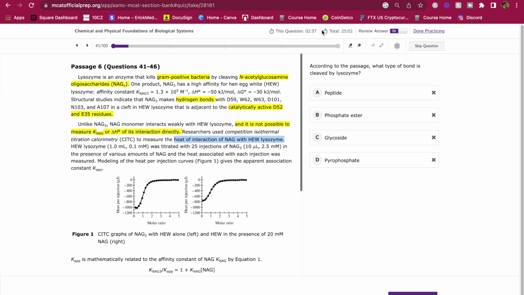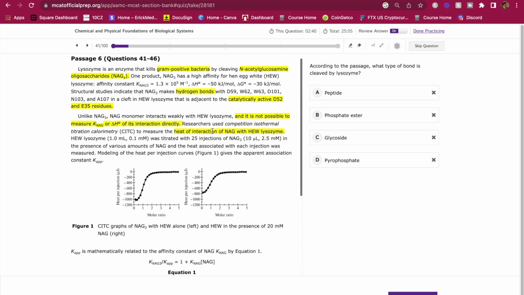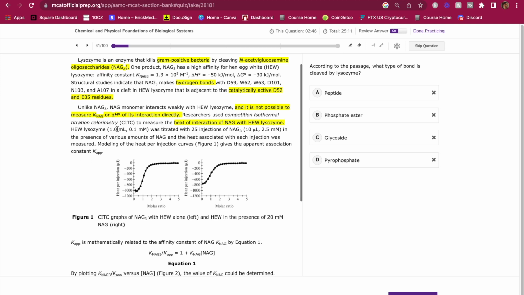So I'm highlighting this. What do they use it for? They used it to measure the interaction of NAG with HEW. HEW lysozyme, 1 milliliter, 0.1 millimolar, was titrated with 25 injections of NAG3 in the presence of various amounts of NAG, and the heat associated with each injection was measured. They're measuring the heat through this titration process. Modeling of the heat per injection curves gives the apparent association constant, K_app.